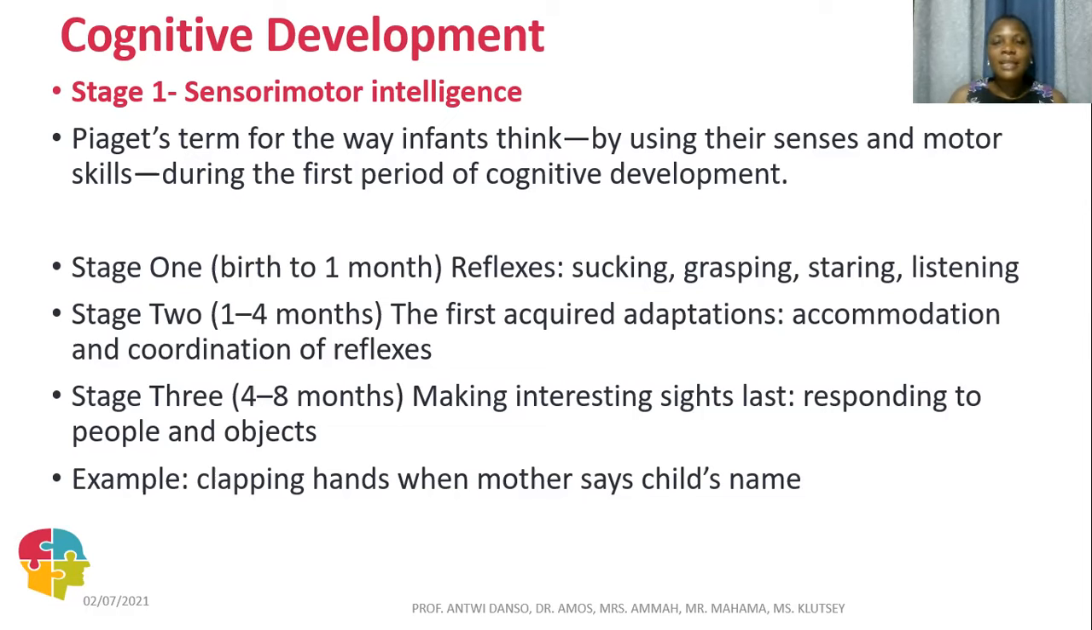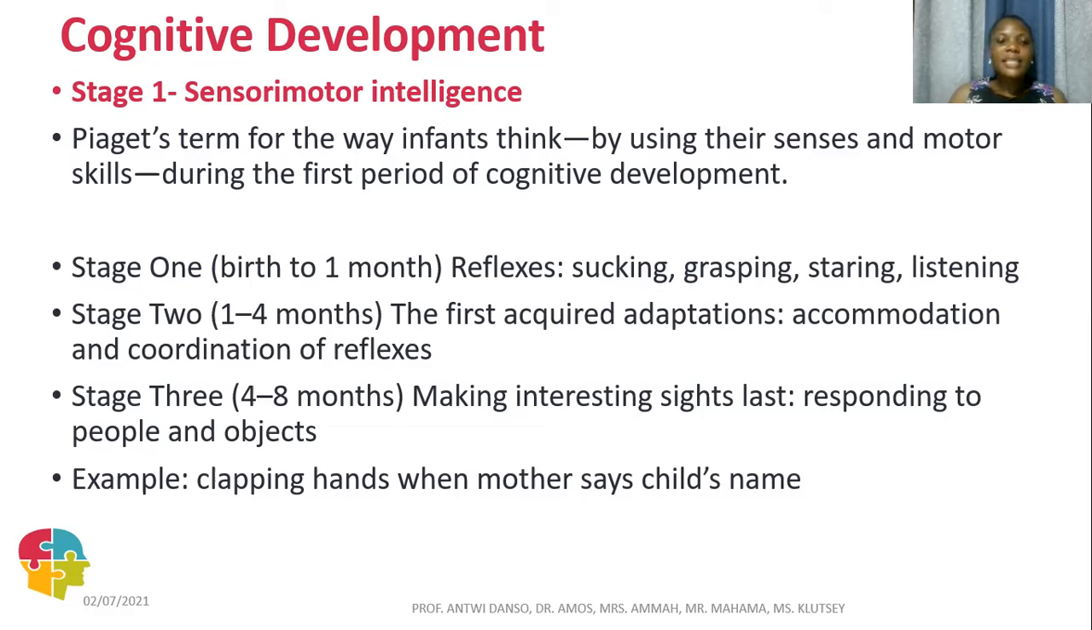From the time that the child is born to 1 month, it is basically reflexes: sucking, grasping, staring, listening. By the time the child is between 1 to 4 months, they acquire what is called adaptation, where the child learns how to coordinate and move the hand. Remember, by age 4 months, the child learns how to grasp, but the coordination is not so strong. So in this stage, the child learns how to coordinate their hands to get the desired result for muscle movement.